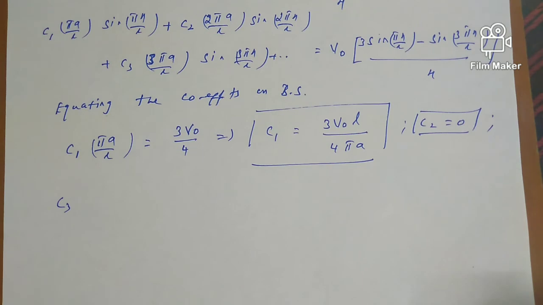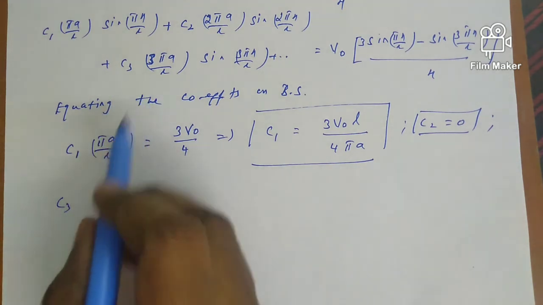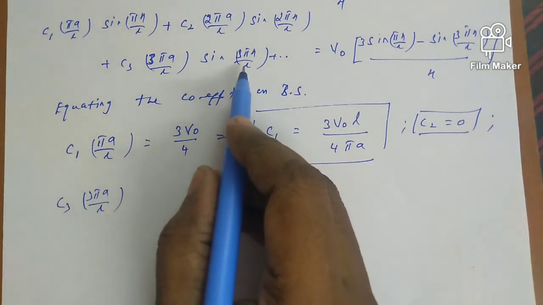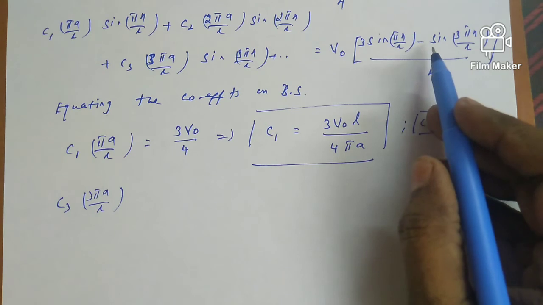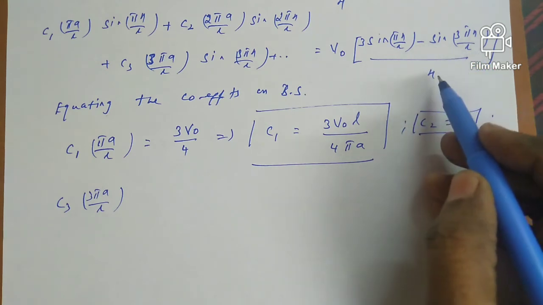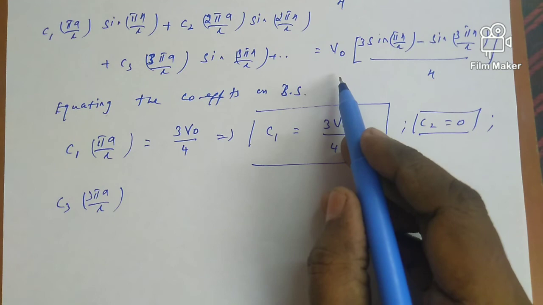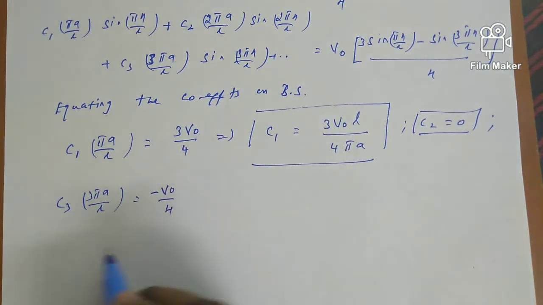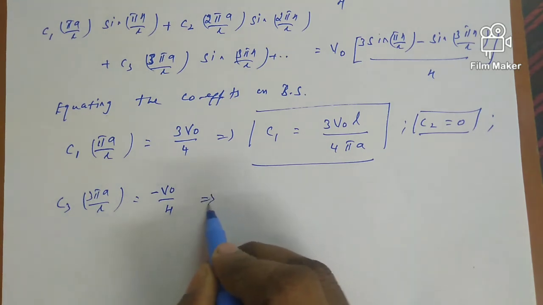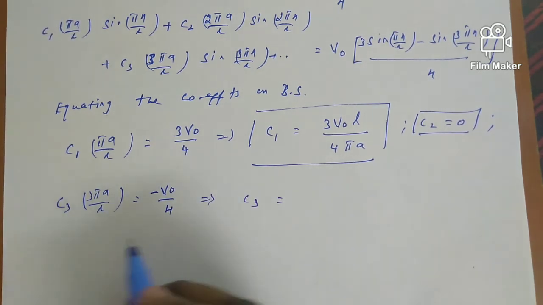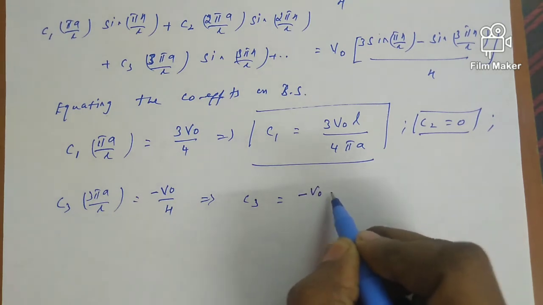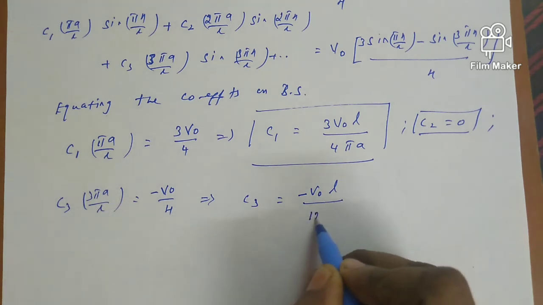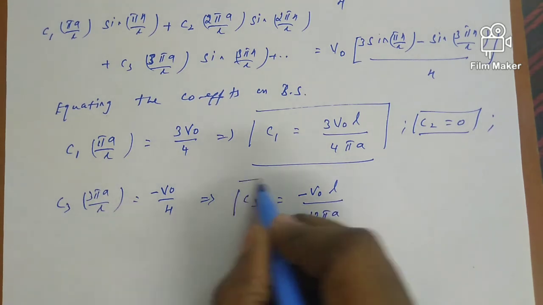Now we go for the next term, C3. What is on the left hand side? C3 3πa/L into sin(3πx/L). On the right hand side we have minus sin(3πx/L) divided by 4, with one v0, so the right hand side is minus v0/4. We need the value of only C3. So C3 equals minus v0 L, cross multiplying, divided by 3 fours are 12, so 12πa. This is our C3 answer.